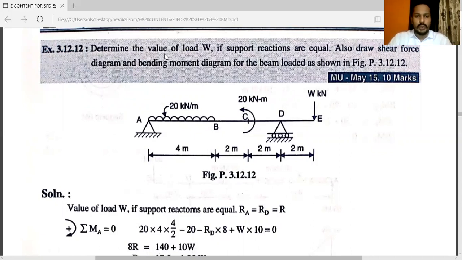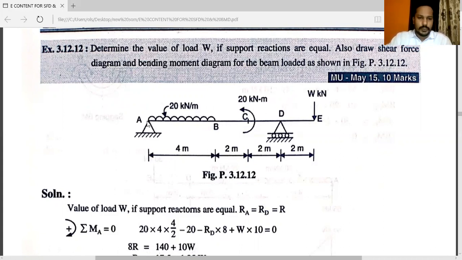First of all, you have to determine the value of W. The condition is given, support reactions are equal. That is very, very important. Now see this diagram. The problem is from May 2015 for 10 marks.